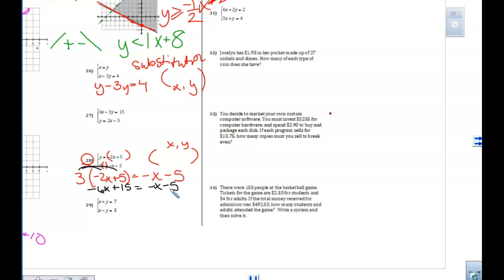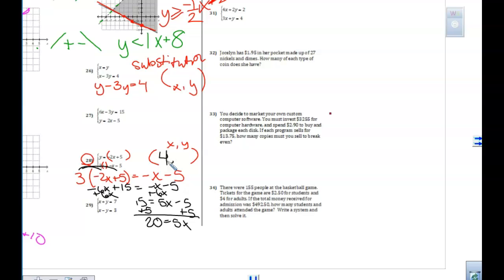If I continue to solve this, I'm adding 6x maybe to both sides. I get 5x minus 5 equals 15. I'm going to add 5 to both sides. 20 equals 5x, and I'm like, oh, x equals 4.